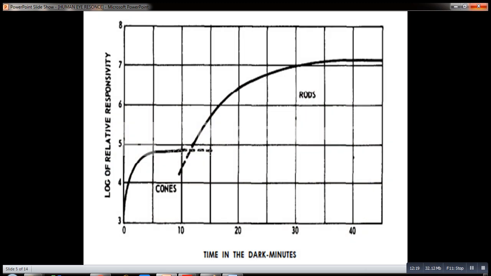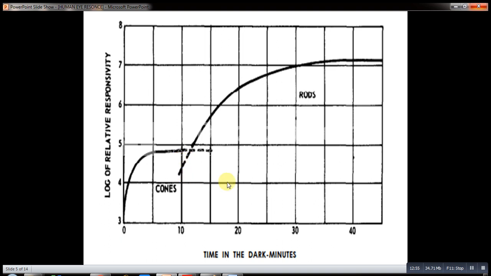Now we come to adaptation. This figure is a relation between the relative responsivity and time in the dark, in minutes. What can we understand from this figure? This figure shows us the transfer from the light adapted state, cone vision, to the dark adapted state, rod vision: how much time we need.